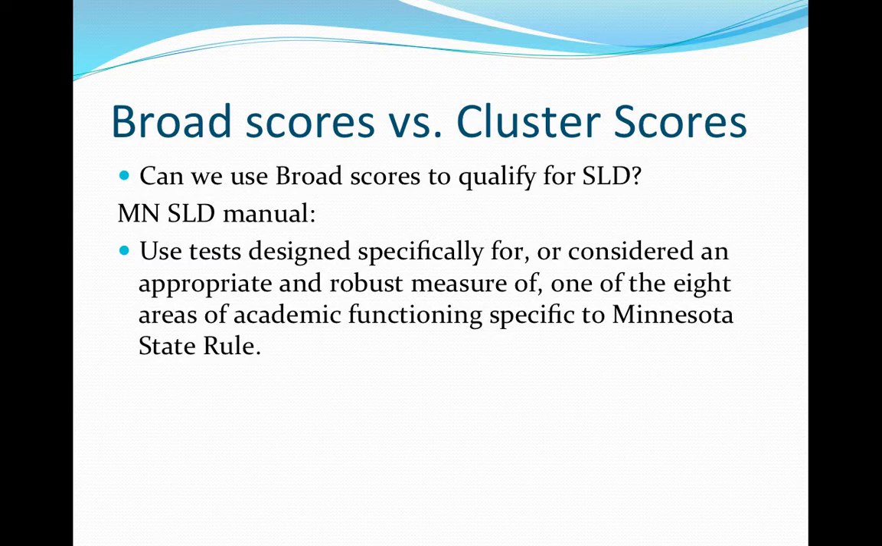Since the WJ includes clusters that align more closely with state criteria than do the broad scores, these clusters would be preferable. These clusters are also less likely to miss students who are weak in one area of reading or math, but not the other. In this case, a broad score would be raised by the area of strength and thus not be low enough for eligibility.